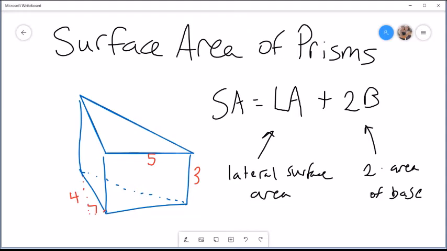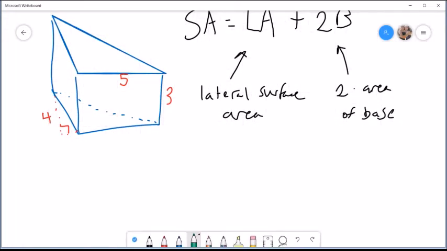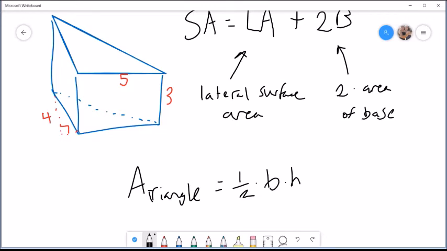In this instance, we have a triangular prism, and to find the area of a triangle, we need to do half the base times the height. But don't get this base and height confused with the base or the height that comes in lateral area. This is just the area of the triangle. So we're focusing on the triangle base and the triangle height. Our triangle is right here.